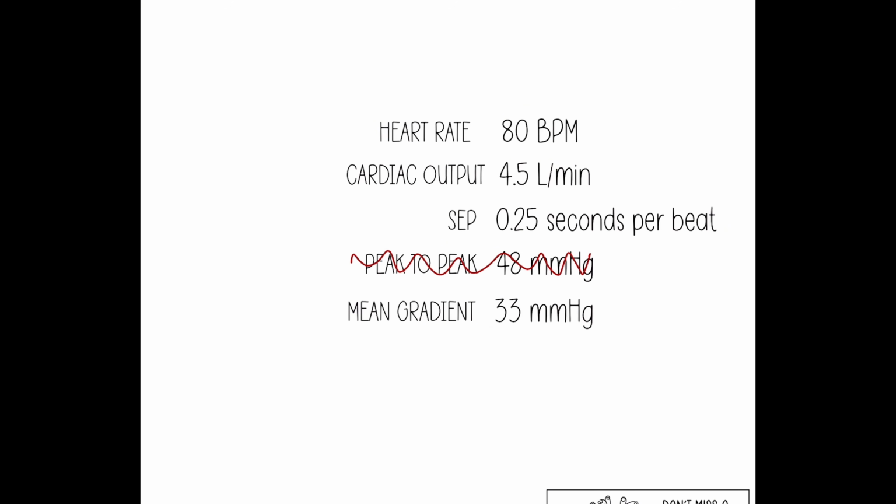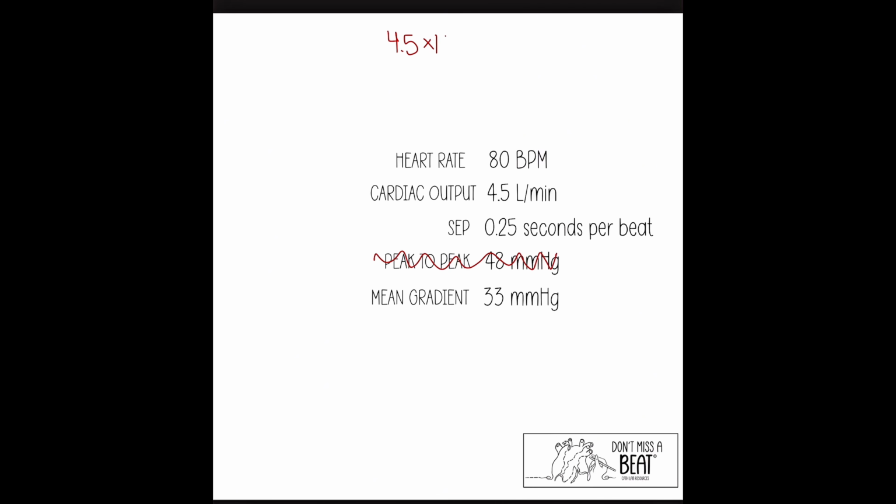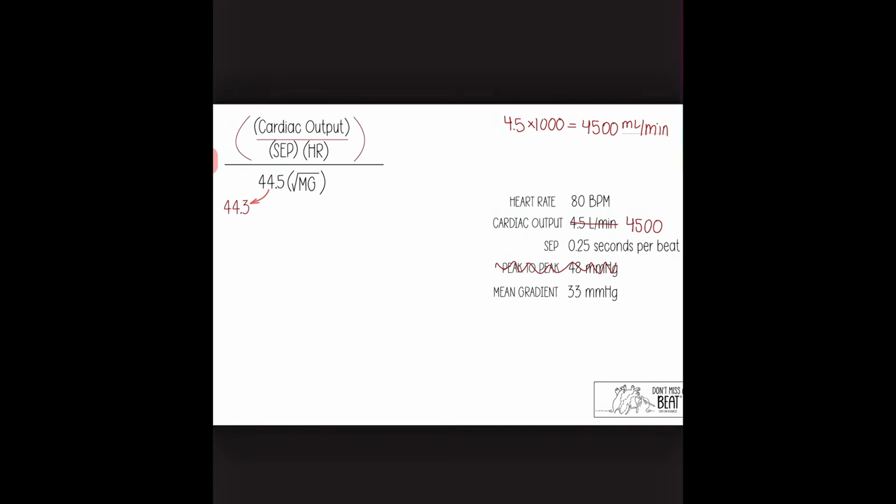Do we use liters or milliliters for Gorlin? Milliliters. So we need to convert this. So you're going to do 4.5 times 1,000, which is 4,500 milliliters per minute. And yes, if you learned the placeholder way, you could just move it out 3 decimal places because there's 3 zeros, but if you didn't, that's okay. You can do the multiplication, it doesn't matter. So we're going to change this to the 4,500 milliliters per minute, and then the heart rate is provided.